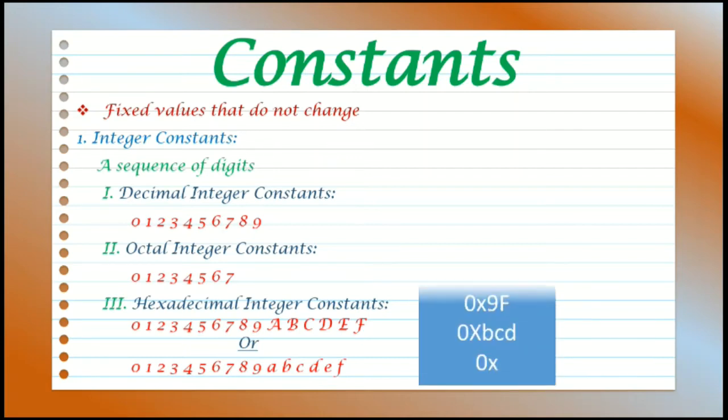For example, 0x2, 0x9F, 0xBCD, 0xabcd are the hexadecimal numbers. We rarely use octal and hexadecimal numbers in C programming. Most of the time we use decimal integer.